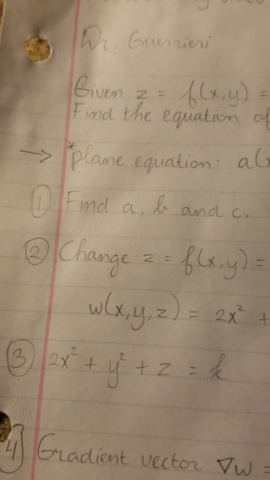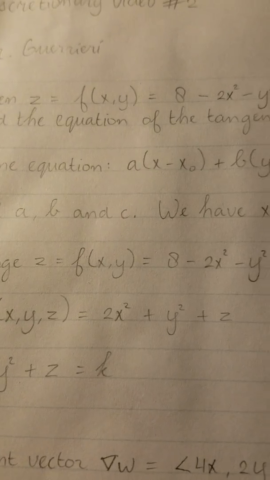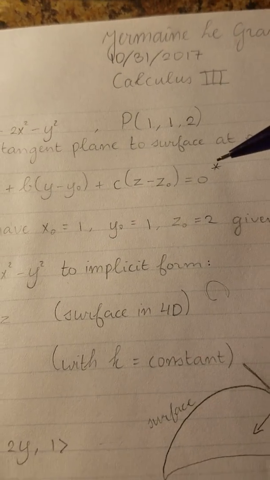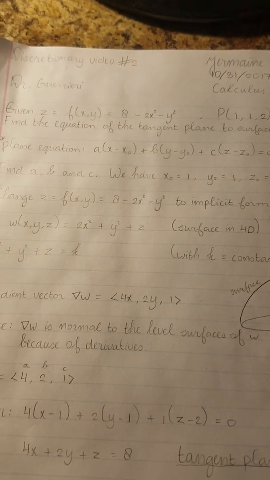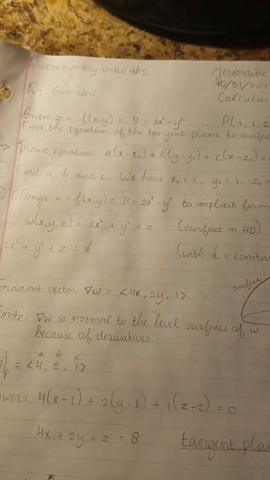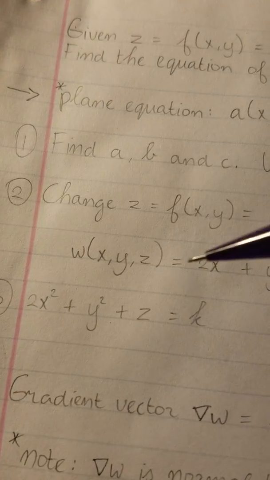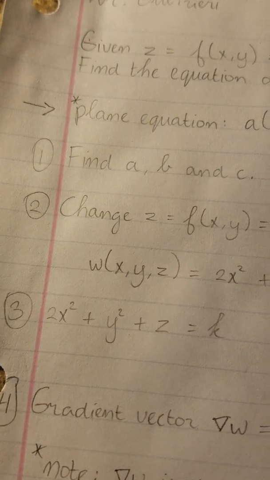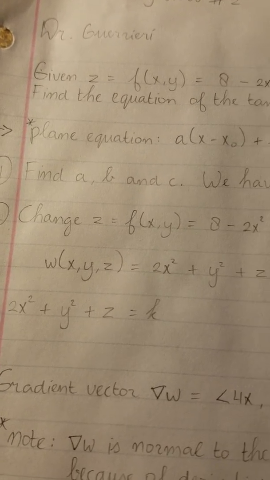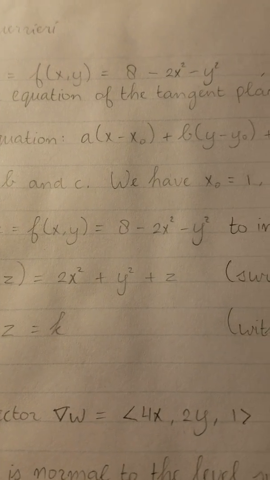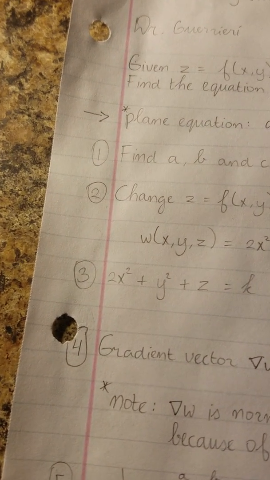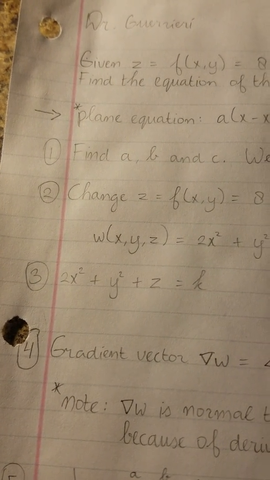Step 2. Change z is f of x and y, which is 8 minus 2x squared minus y squared, to implicit form. Why are we changing it into implicit form? Because we're going to be talking about level surfaces and surfaces in 4D. So we change this into w with respect to x, y, and z is 2x squared plus y squared plus z. That's our step 2.